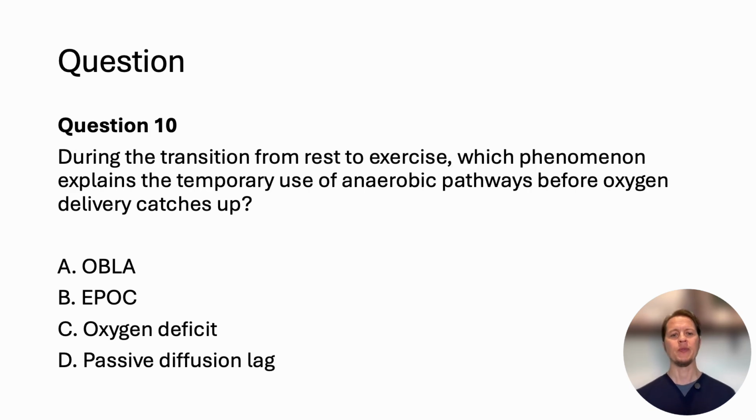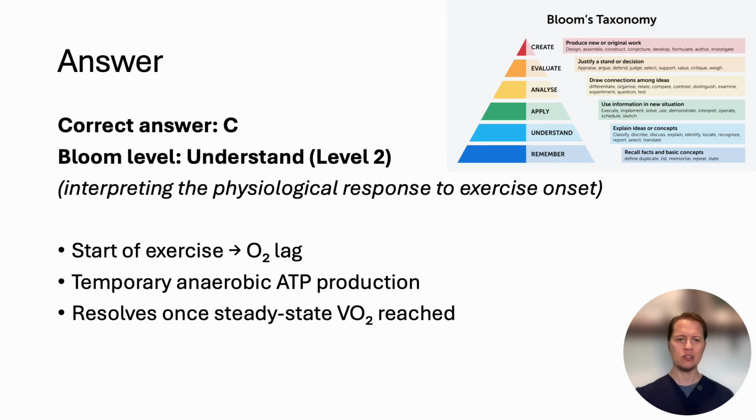And last question. During the transition phase from rest to exercise, which phenomenon explains the temporary use of anaerobic pathways before oxygen delivery catches up? Is that OBLA, EPOC, oxygen deficit, or passive diffusion lag? Hopefully you know this answer. And yeah, that is C, oxygen deficit. That reflects the early exercise mismatch between oxygen supply and energy demand before it can catch up.